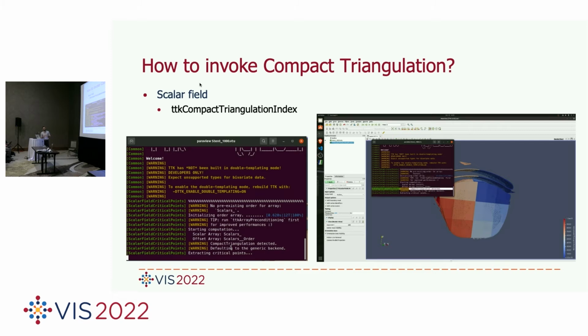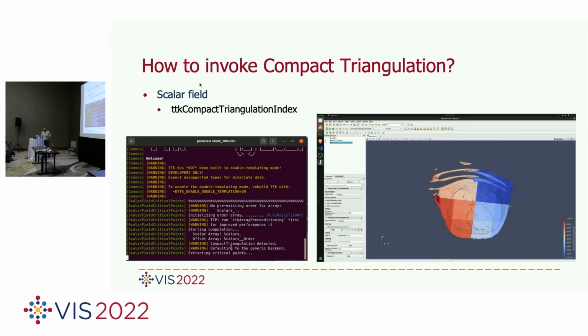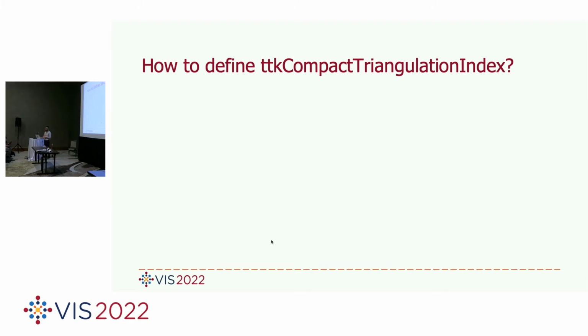Another way that you can test to verify if you're using the compact triangulation or not is that it will be specified, of course, by your terminal. So in that case here, you have the explicit information that the compact triangulation is being used instead of the standard explicit triangulation.